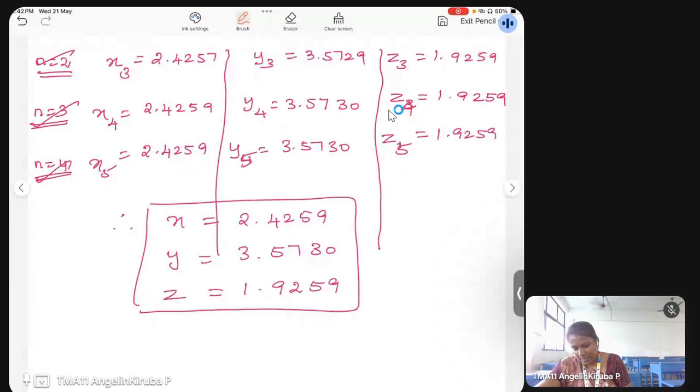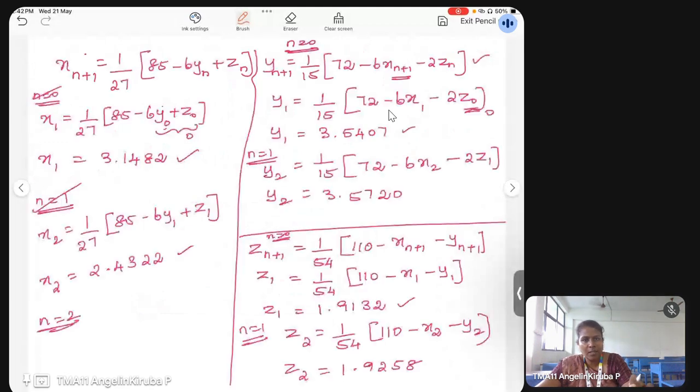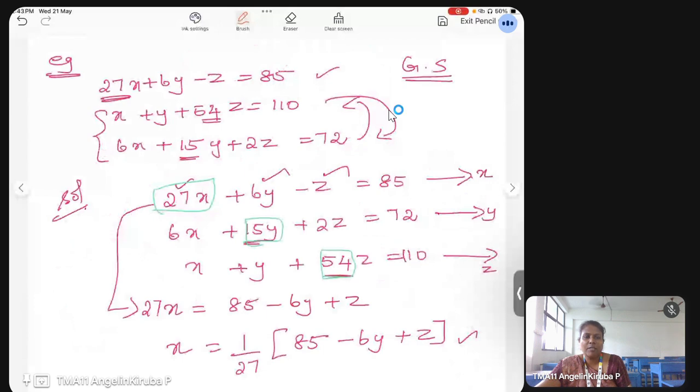So once again we'll go through. The very first thing we have to do, for both Jacobi as well as Seidel, is the diagonally dominant condition. Okay, so first we have to check the diagonally dominant condition. If the diagonally dominant condition is verified, then you can start the iteration. Suppose it is not satisfied, just look at these two equations. Diagonally dominant condition is not satisfied.